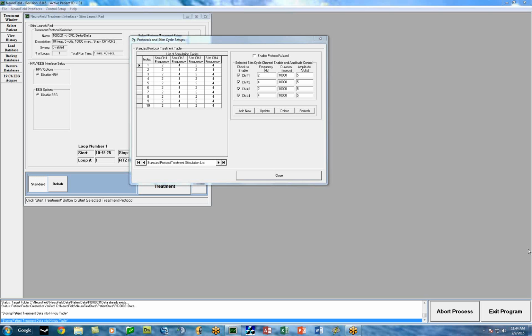Any thoughts about overall low amplitude? Boy, that's a tricky one. It really depends on the person and what clinical presentation they present with.